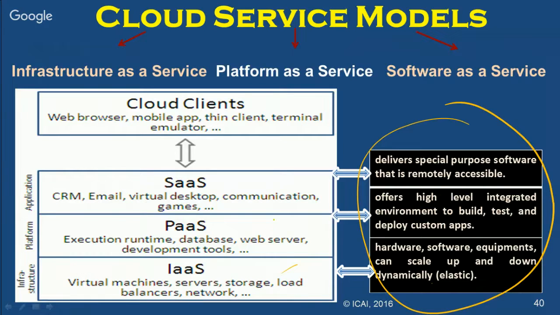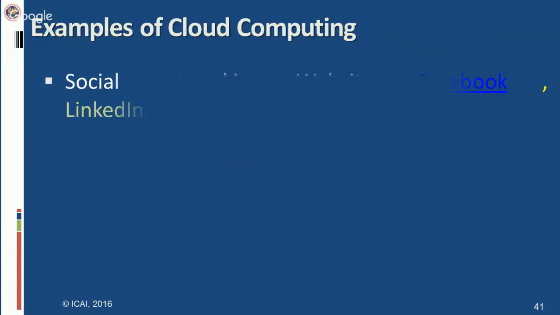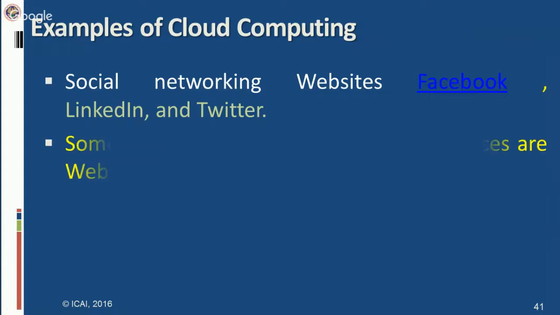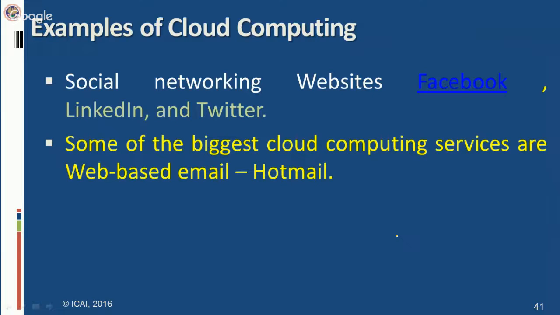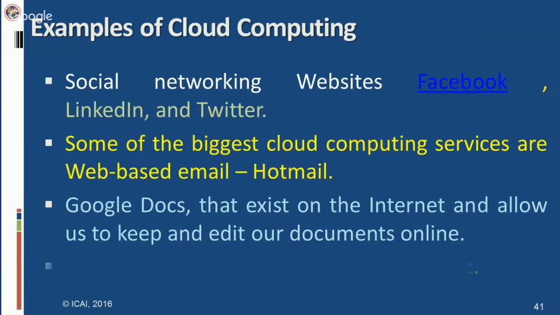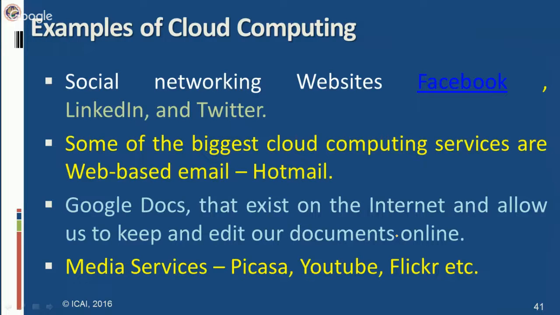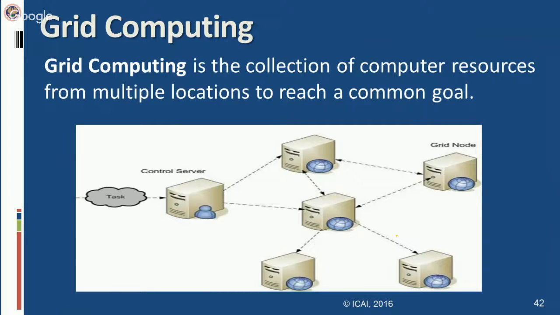If it is a platform, which offers a high-level integrated environment to build, test, and deploy customer applications, it falls under PaaS. And SaaS is where special purpose software which we do not have on our system can be requested through our service providers and remotely accessed; it falls under the purview of SaaS. For example, social networking websites like Facebook, LinkedIn, Hotmail, Google Docs, Picasa, YouTube, and Flickr are all very good examples of cloud computing.